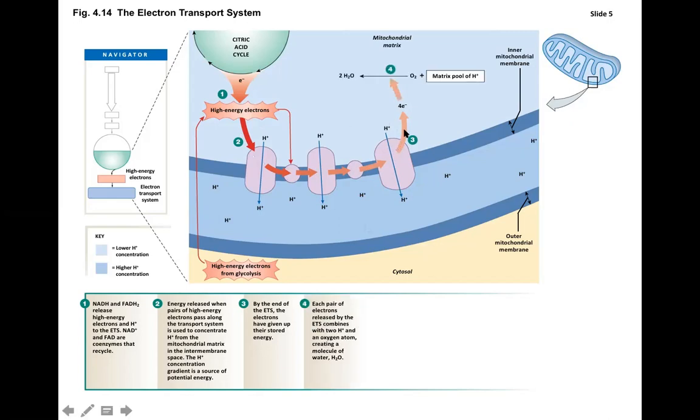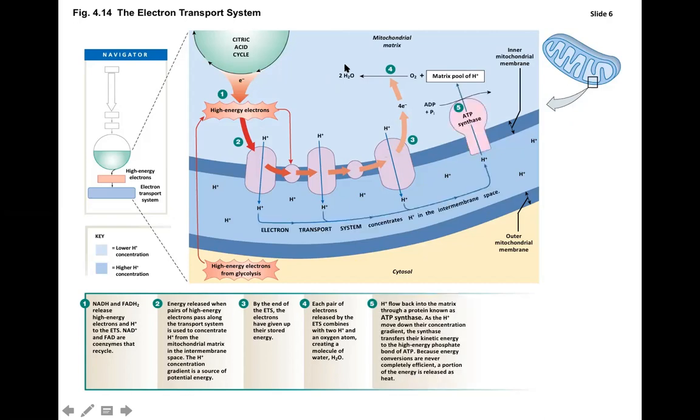Each pair of electrons that goes through the electron transport chain combines with 2 hydrogen atoms and 1 oxygen atom to make water. So that's the fate of these electrons. It helps produce water. So now the question is, how do you get that potential energy converted back into an energy that can be used by the cell? Well, here's how it happens.